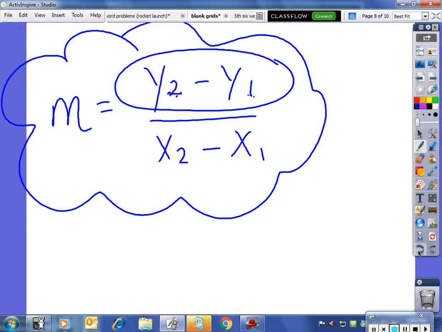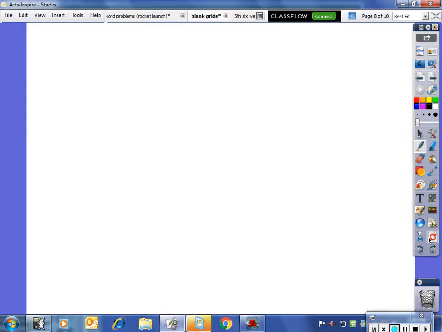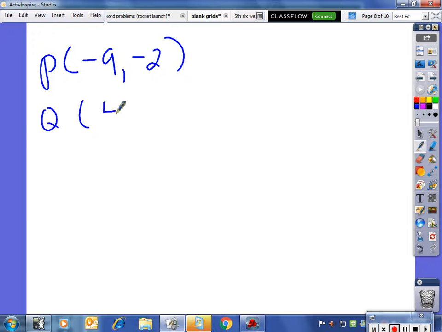Okay, so let's just do an example. Your homework's going to look like this. They're going to give you 2 points. Like point P is at -9, -2. And point Q is at 4, +2. And our job is to find the slope, and then what I'm asking you to also do is tell me up or down, steep or flat.